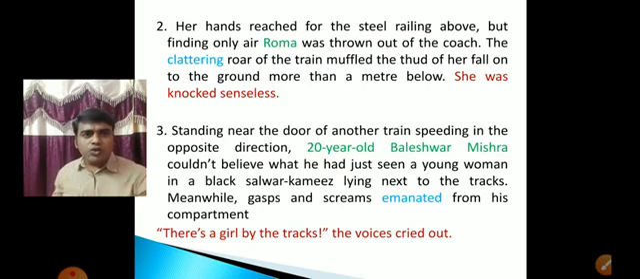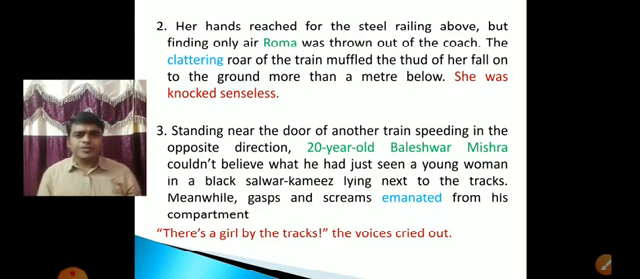Standing near the door of another train, speeding in the opposite direction, 20-year-old Baleshwara Mishra couldn't believe what he had just seen: a young woman in a black salwar kameez lying next to the tracks. Meanwhile, gasps and screams emanated from his compartment. "There's a girl by the tracks!" the voices cried out.